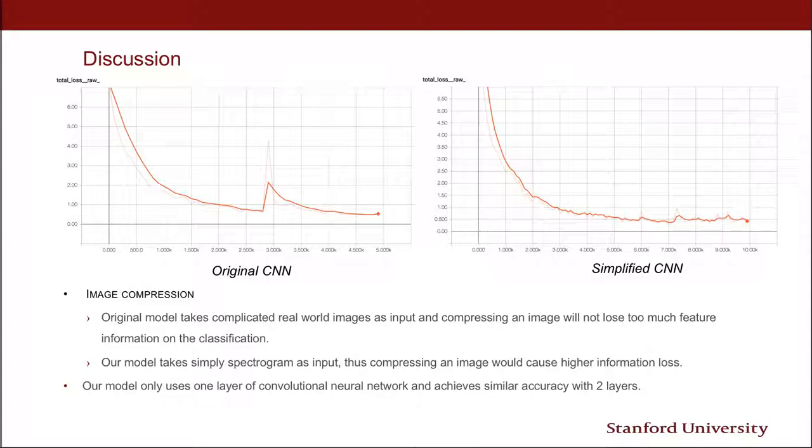One key finding is that when we remove the original algorithm's image compressing process, the overall training accuracy increased by 5%. We believe the reason behind this is that the original model processes real-world complex objects like cats and dogs, which don't lose too much information after compression. However, our inputs are spectrograms. They really look like each other, so compressing them will lose a lot of information.